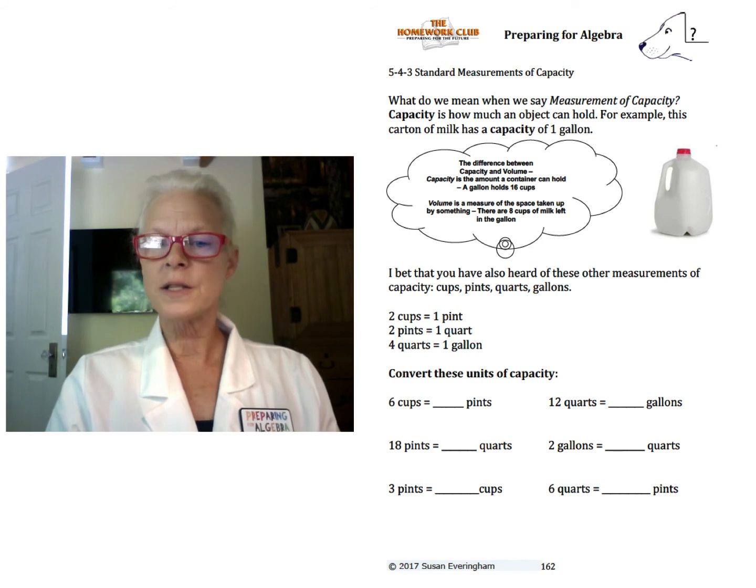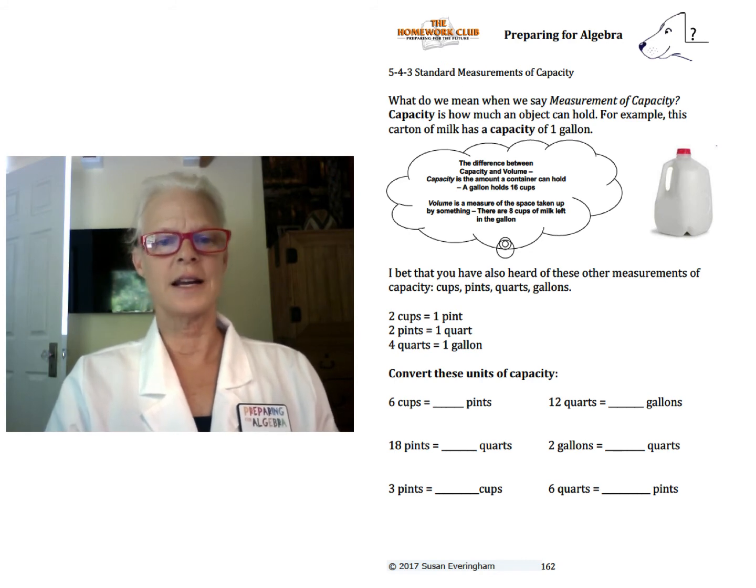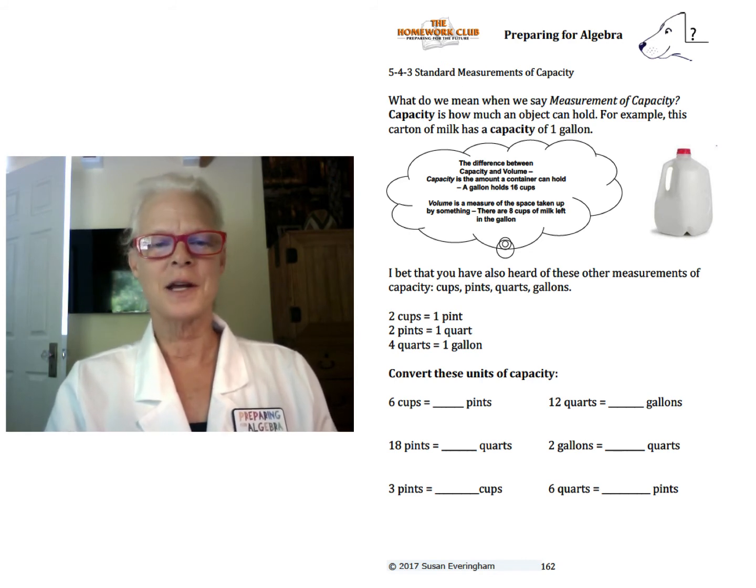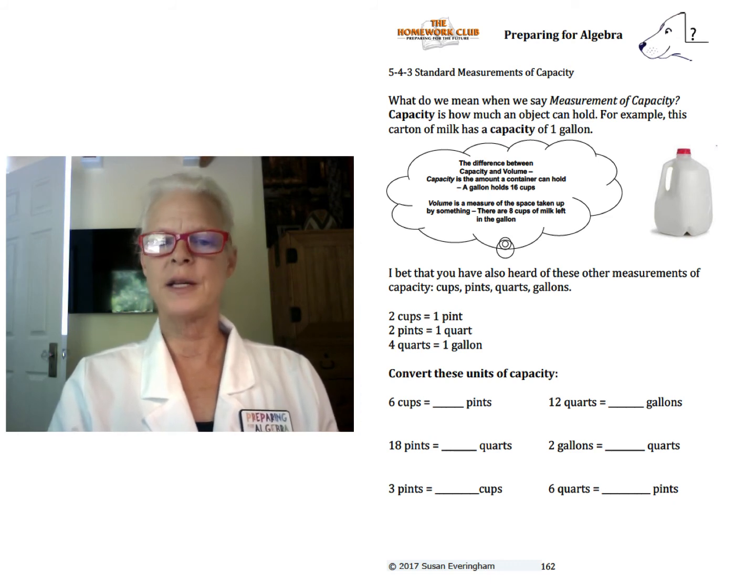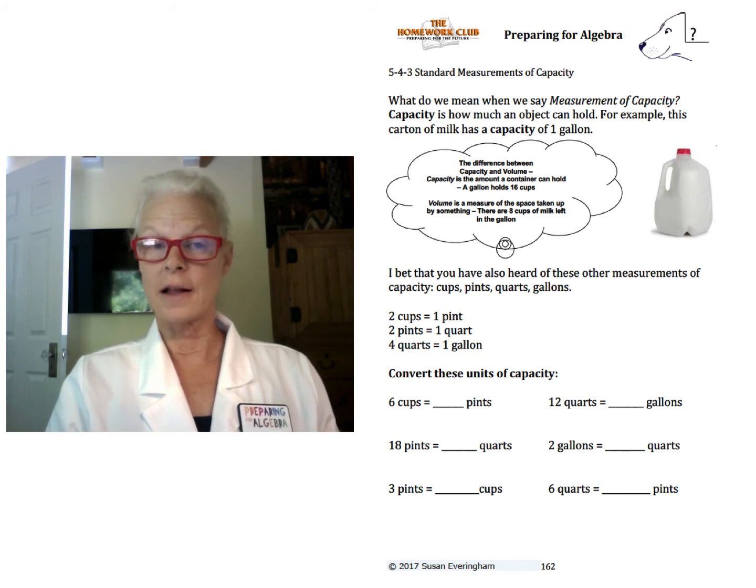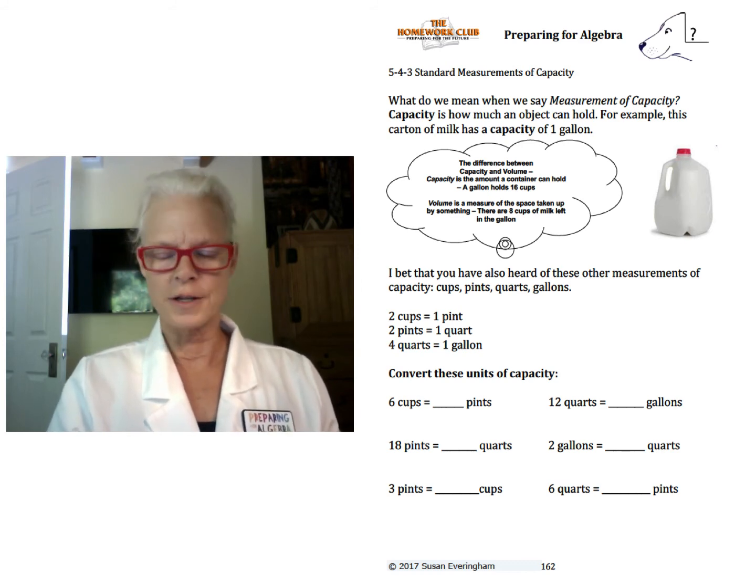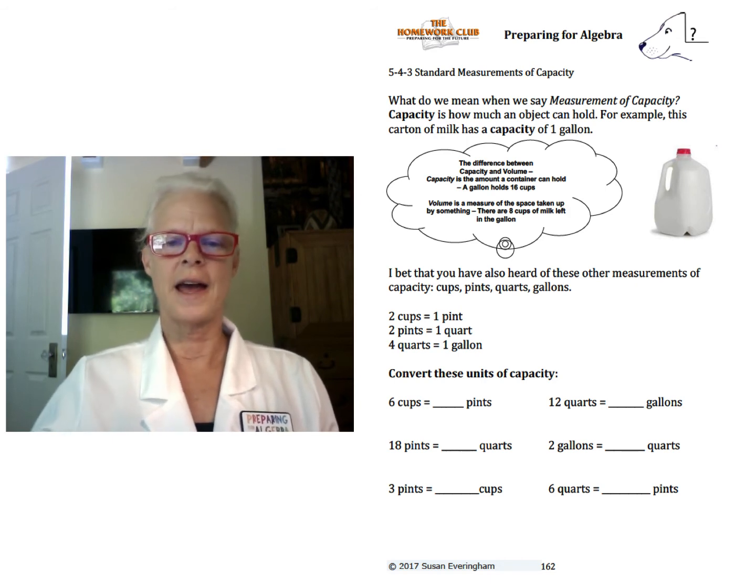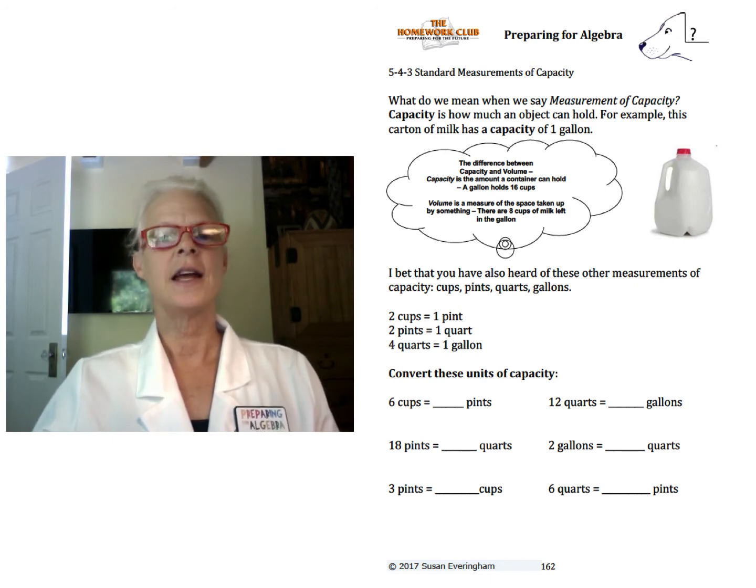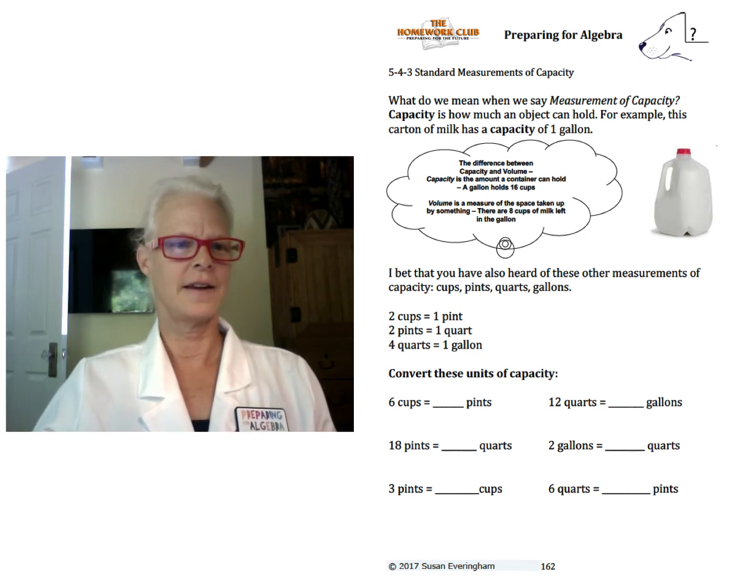I bet you also have heard of other measurements, right? Cups, pints, quarts, and gallons. So go ahead and look through these conversions. 2 cups equals a pint, 2 pints equals a quart, and 4 quarts equals a gallon. So go ahead and convert these units in terms of pints, quarts, cups. Okay.